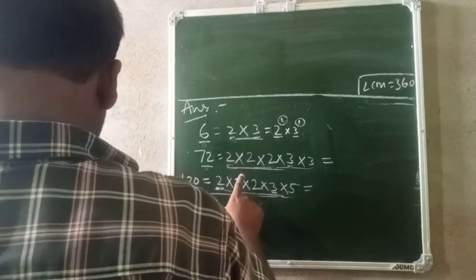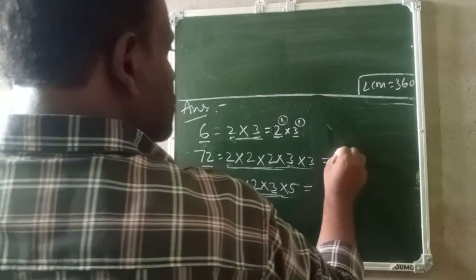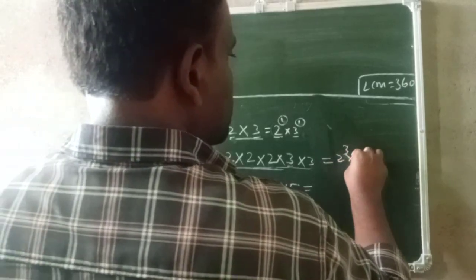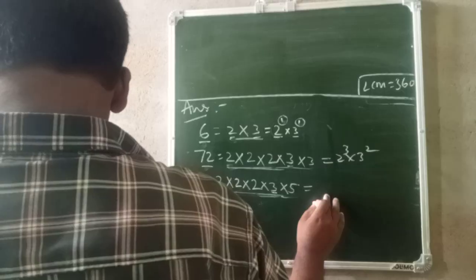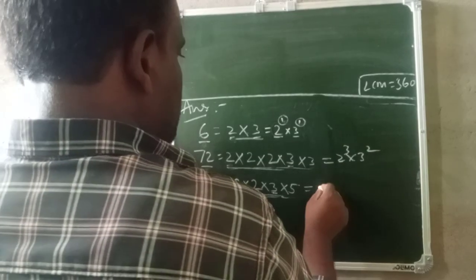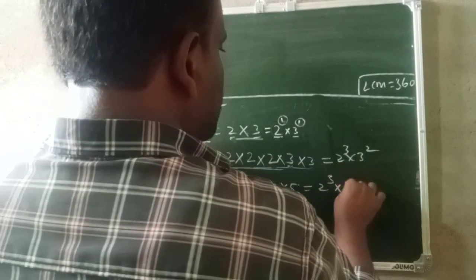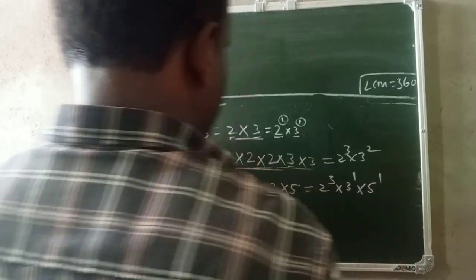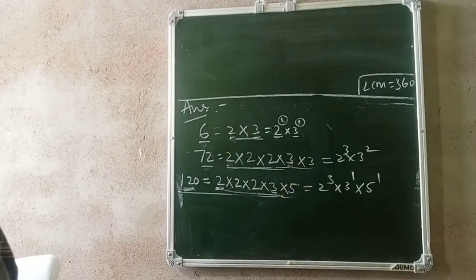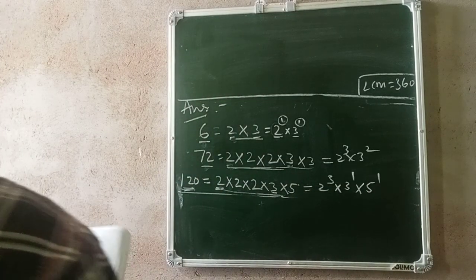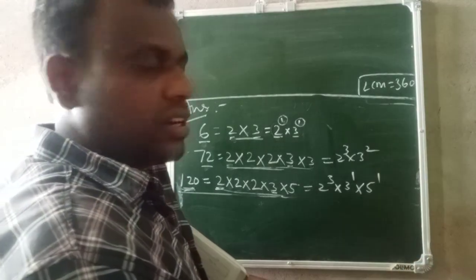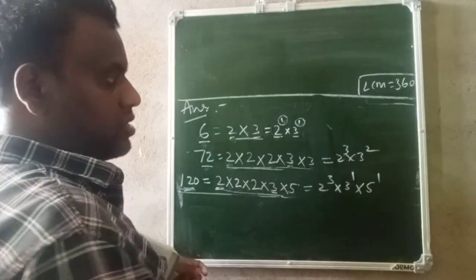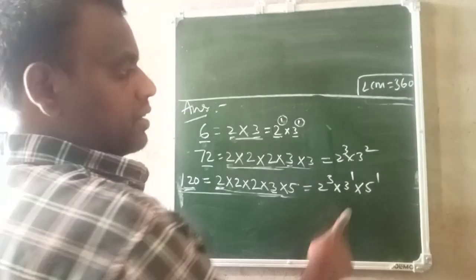72, right? So 2 cube 3 square. This I had written something here, that is 2 cube into 3 to the power 1 into 5 to the power 1. This I already explained. I had rubbed this, so once again I have written here.